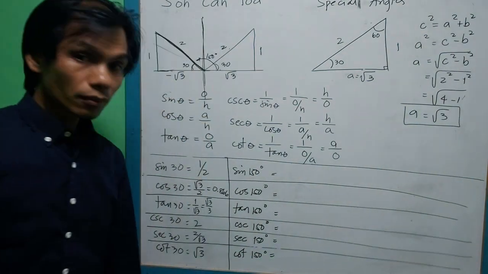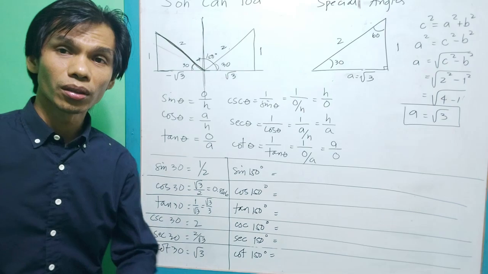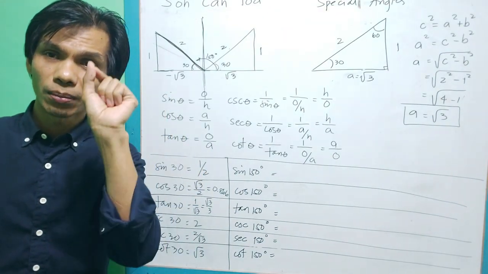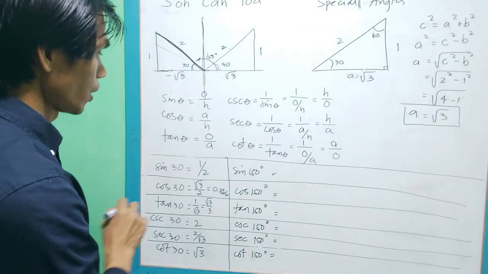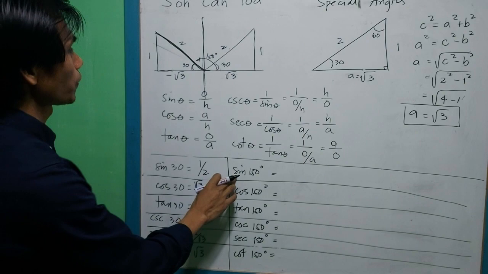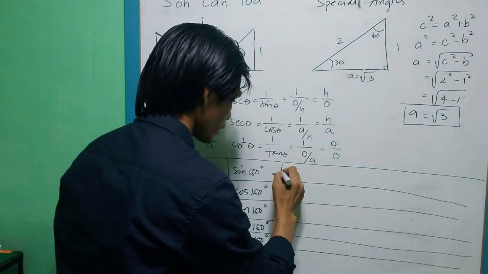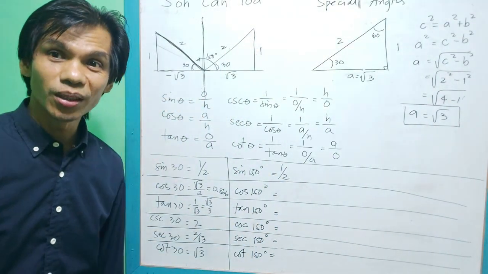Tingnan natin. Even without using your calculator, basta ang na-memorize mo, ang pinakamaiksi ay 1, ang pinakamahaba ay 2, yung nasa gitna ay square root of 3. Ito, sine of 150. Take a look at this one. 1/2 pa din. Kung hindi ka sigurado sa akin, calculator mo.